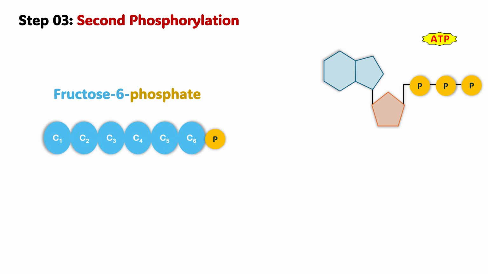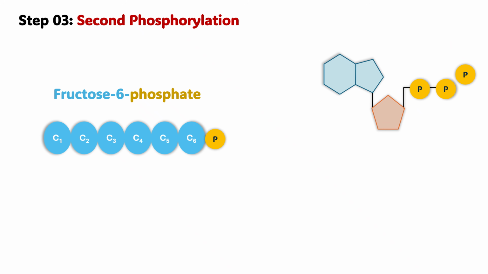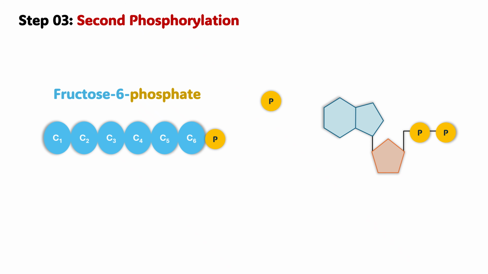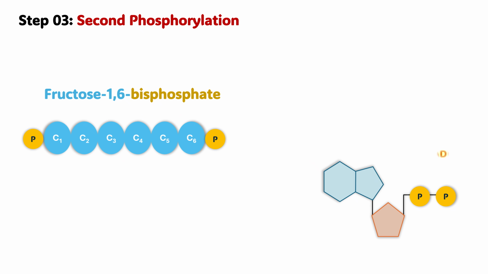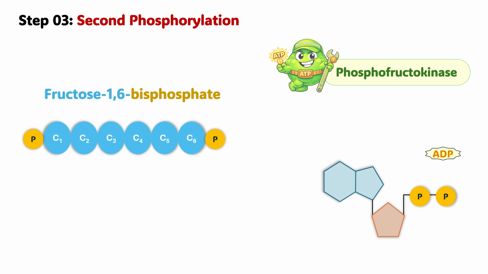Then, fructose 6-phosphate is phosphorylated at the 1st carbon using ATP to form fructose 1,6-bisphosphate. This reaction is catalyzed by the enzyme phosphofructokinase.